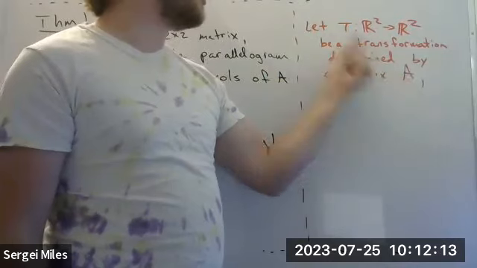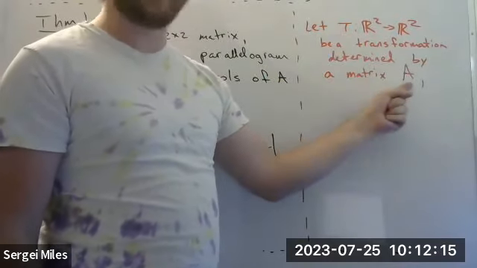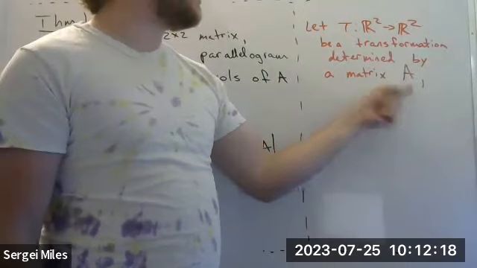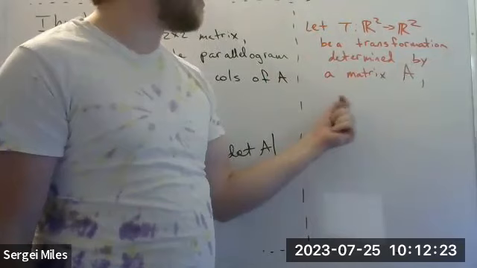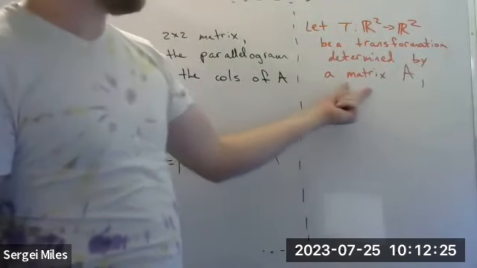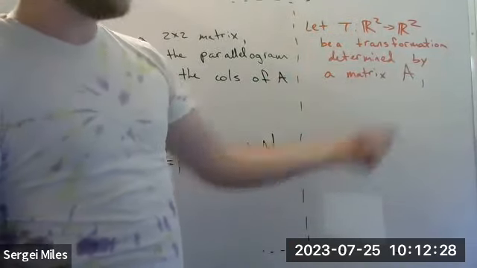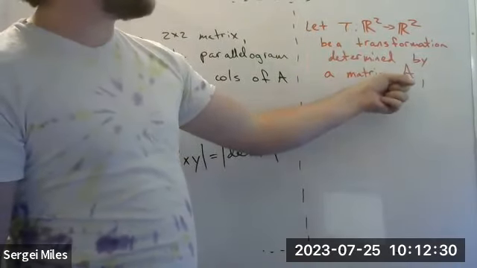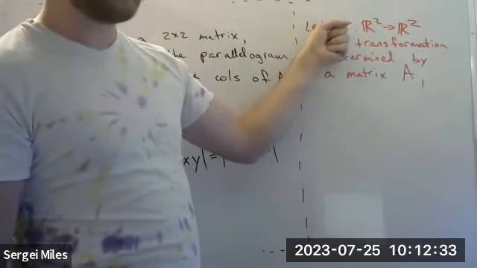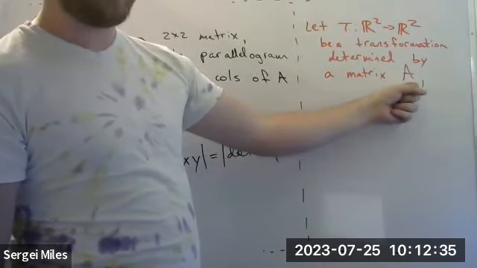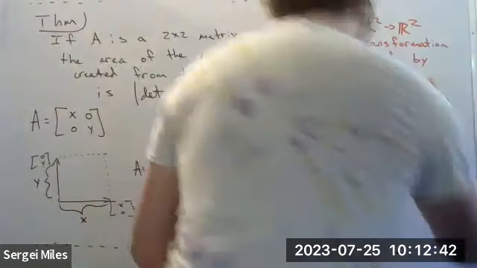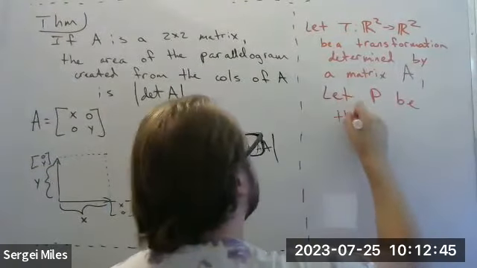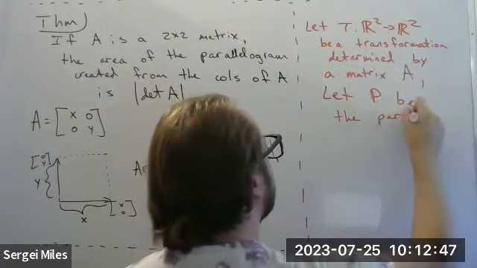This is the matrix that is used in the transformation. This is not the parallelogram. This is the matrix being used in the transformation. I want to make sure you understand this because when you see questions in the textbook asking about these things, the matrix A is the standard matrix for the transformation. This is not the parallelogram. Okay, good. What is the parallelogram? Well, we're going to say let P be the parallelogram.